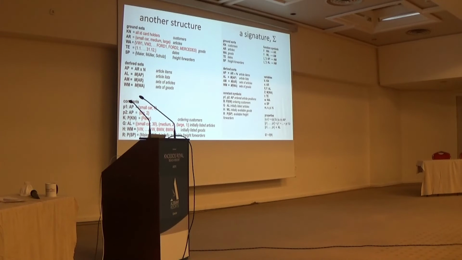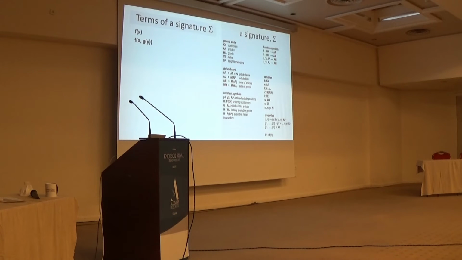And now I show you a signature. What does a signature say? The signature says there is a set of customers. Here we have concrete customers. There is a set of articles. Here we have small car, medium car, large car. The signature only says we have symbols for concrete sets, we have constant symbols, we have function symbols, then we have also variables and properties, but that does not belong to the signature. And from a signature, you can construct terms, what you usually do in mathematics anyway.